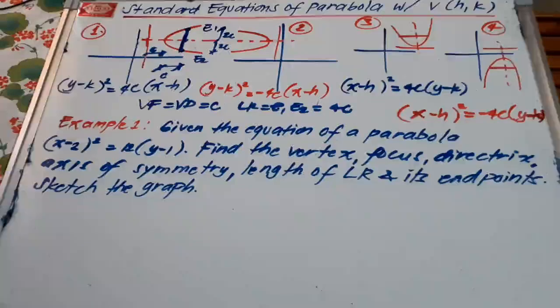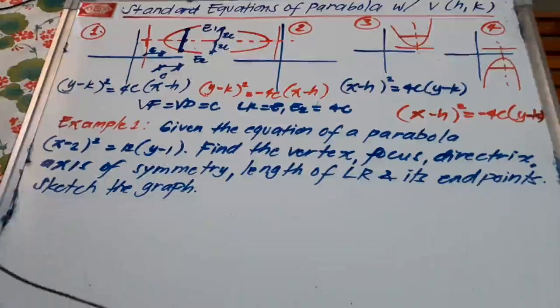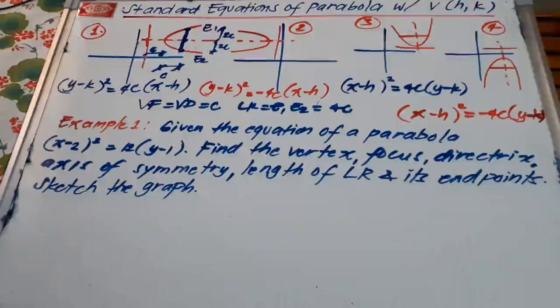Okay? So for example, given the equation of a parabola, (x minus 2) squared equals 12 times quantity (y minus 1), find the vertex, focus, directrix, axis of symmetry, length of latus rectum, and its endpoints. Sketch the graph.